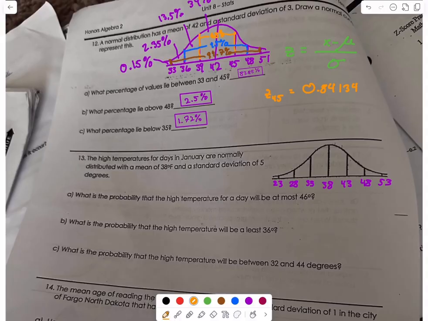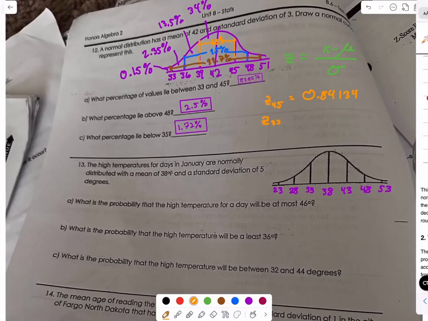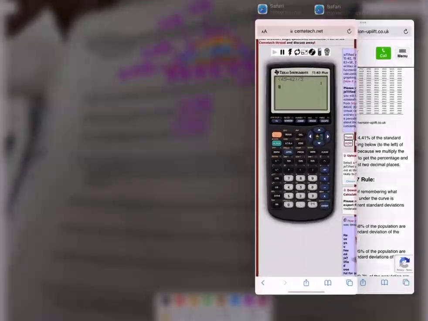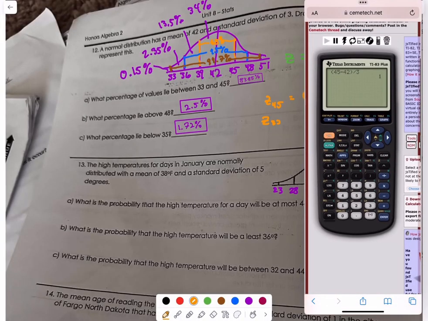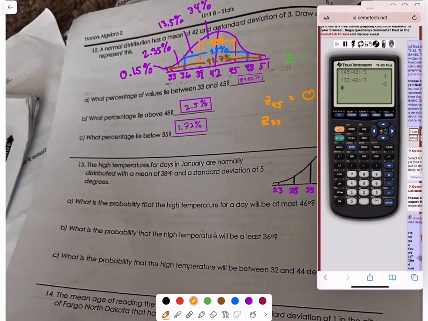So then we do something similar for the 33. We want to find the corresponding z-score for 33. Like earlier, we used the normal distribution, and that gives us an approximation. Let's do the same thing for 33. I think this one will give us a negative z-score, so we've got to use the other chart. So now we're going to do 33 minus 42 divided by 3, and we get a z-score of negative 3.